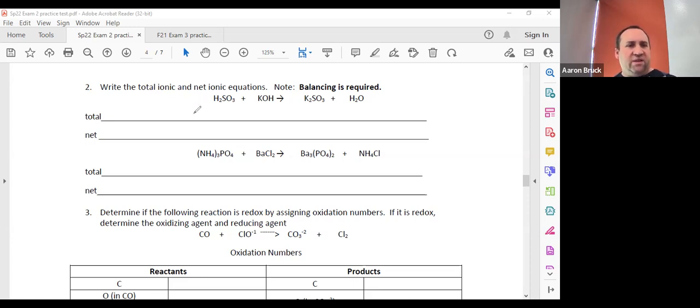All right, so once again, we're looking at ionic and net ionic equations. We are also looking at balancing concepts. So before we do anything else, we want to make sure that we have these things balanced. So for the first one, balancing it is just a matter of doubling the base and doubling the water output.